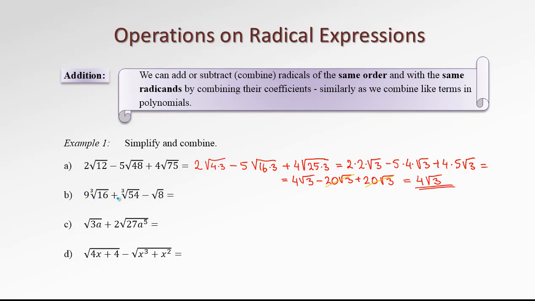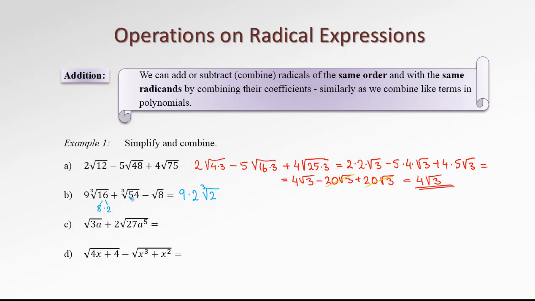This time the first two roots are cubic roots, and the last one is a square root. So obviously we won't be able to combine a square root with a cubic root, but maybe we could add these two cubic roots. It depends what they will turn out to be after simplifying. So we have 9 cubic root of 16. Well, 16 can be split into a cubic number, 8, and 2. So cubic root of 8 is 2. We can write at once 2, and then we are left with cubic root of 2.